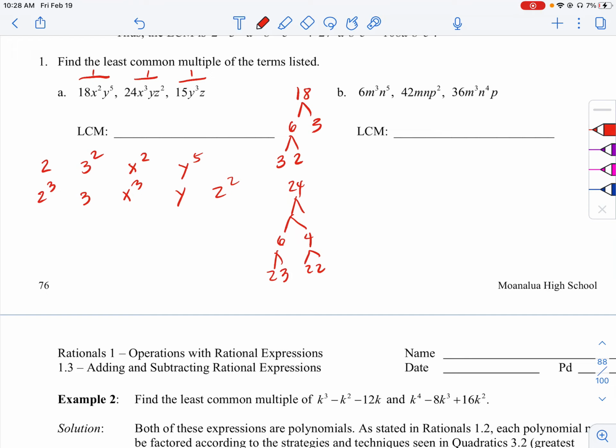Okay, I'm going to break the 15. I don't have to make a 3 and the 15, because that's just 3 and 5. So I have a 3, and I'm going to insert a 5 in there. The 5 is alone. And then I have a y cubed and a z.